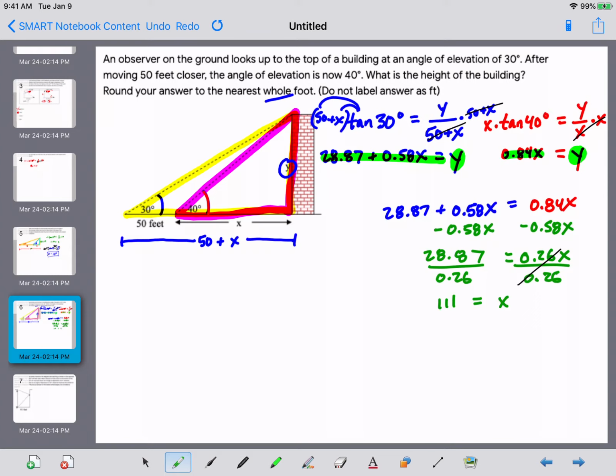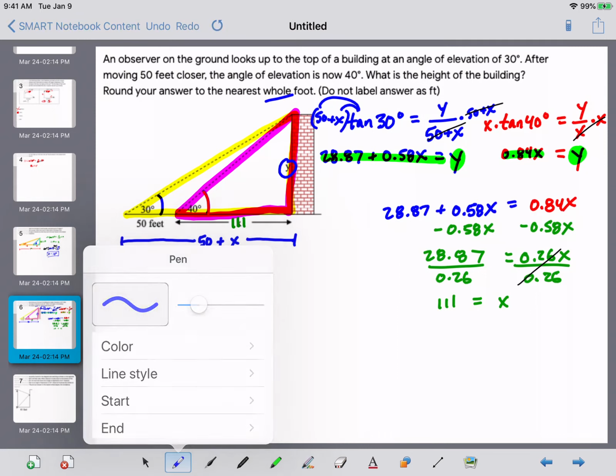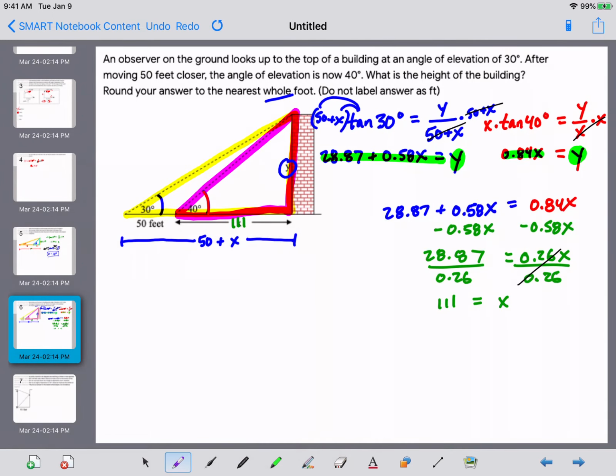All right, but we're actually not quite done. So now we know this is 111 feet. We're actually trying to find the height of the building. So actually I don't need to change the answer quite yet because we're not done. We got to find y. So I'm going to do that in purple.